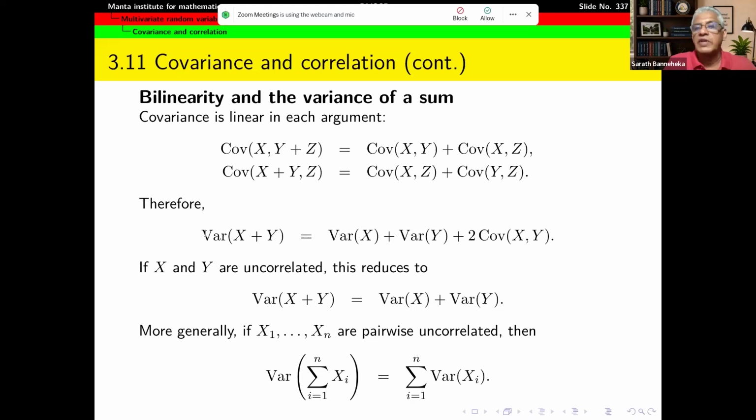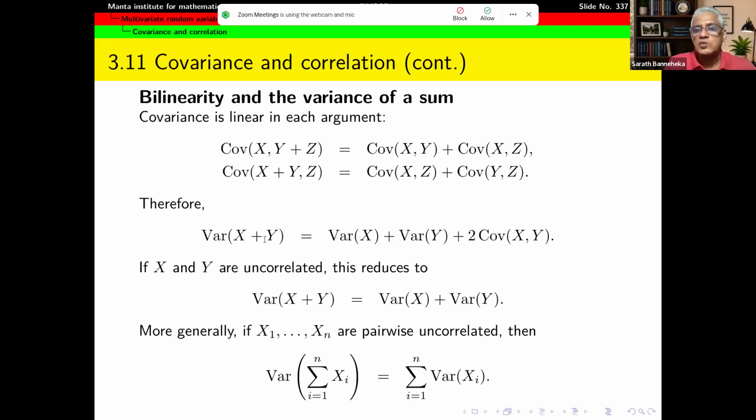If you consider the variance of X plus Y, we can show that the variance of X plus Y is equal to the variance of X plus the variance of Y plus twice the covariance between X and Y. How can we prove it? You know that X plus Y is one random variable. So the variance of X plus Y is the same as the covariance between X plus Y and X plus Y.